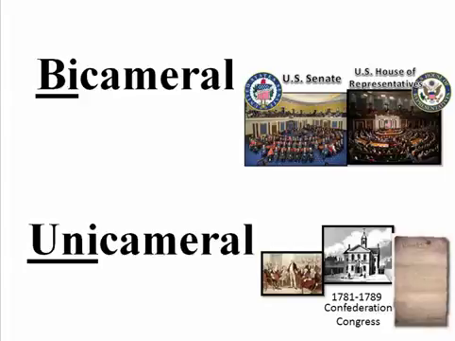Under the Articles of Confederation, we had a unicameral legislature. What we're going to create is a new bicameral legislature like we have today in the United States Senate and the United States House of Representatives. This is what the Great Compromise is going to create, this bicameral legislature.